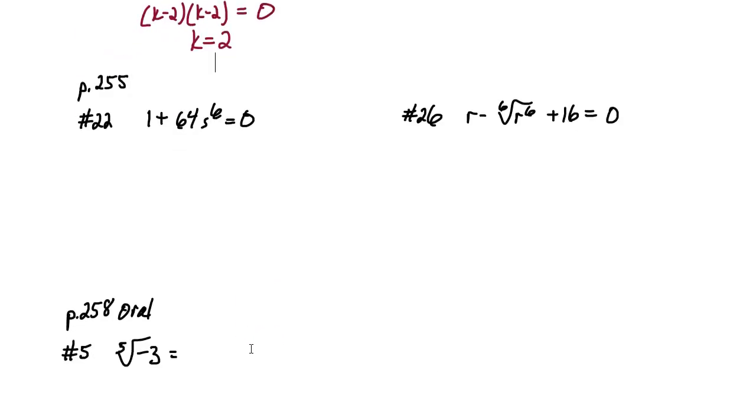Page 255. What we were doing back on this page was solving equations. So on this one here, we need to subtract 1 from both sides. Now we have 64s to the 6th is equal to negative 1. And then divide by 64. So we have s to the 6th is equal to negative 1 over 64.